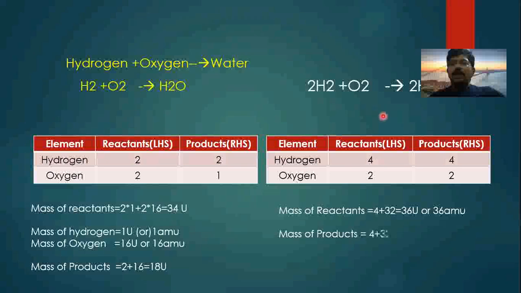Start balancing with the simplest one which is not balanced. Here oxygen is not balanced, so I multiplied the water molecule by 2. 2 is the coefficient. Don't change the molecular formula. Now 2 into H2 gives 4 hydrogen atoms and 2 oxygen atoms. To balance hydrogen, I multiplied by 2. Now look carefully: the mass of the reactants, 4 plus 32, is 36 units. The mass of the products is again 36 units. So LHS is equal to RHS. Now it is a balanced equation. We equated the mass of the reactants to the mass of the products.